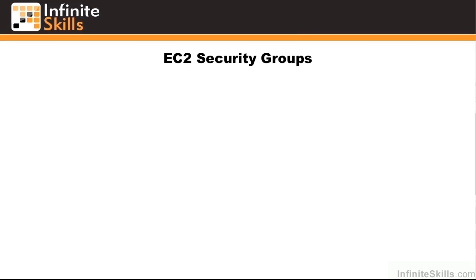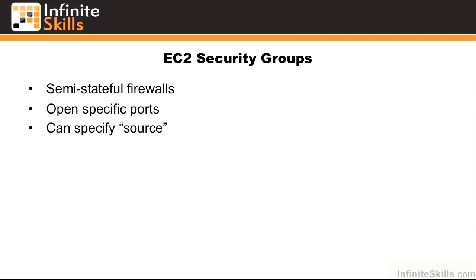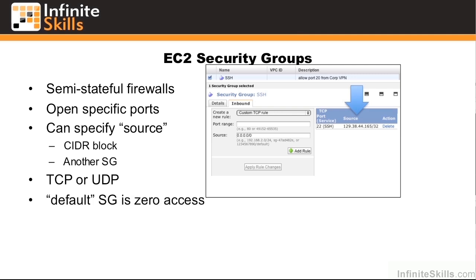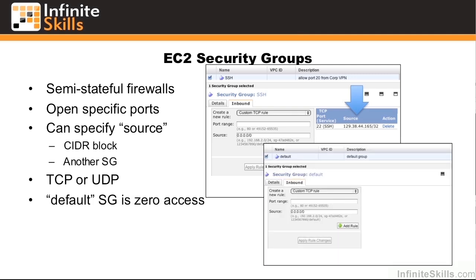Let's next look at EC2 security groups. These are semi-stateful firewalls which open specific ports. You specify an individual source, as you see here. These can be a CIDR block, which we'll talk about in a second, or it could be another security group. You can also specify TCP or UDP, and the default security group is zero access, which you probably want to keep that way. Launching your instances into the default security group with zero access is another best practice we recommend.